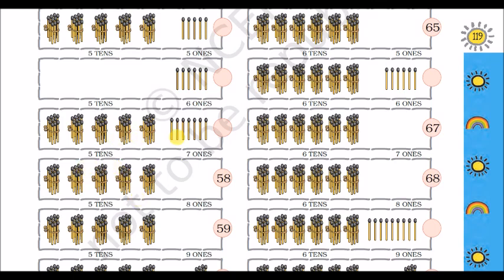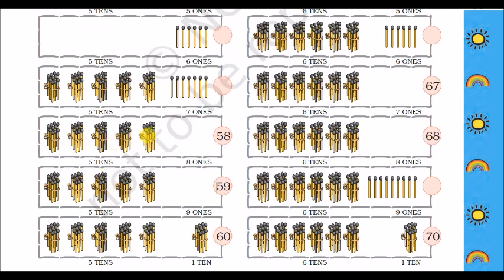5 tens and 7 ones. 51, 52, 53, 54, 55, 56 and 57. 5 and 7, 57. 5 tens and 8 ones. 51, 52, 53, 54, 55, 56, 57 and 58. 5 and 8.